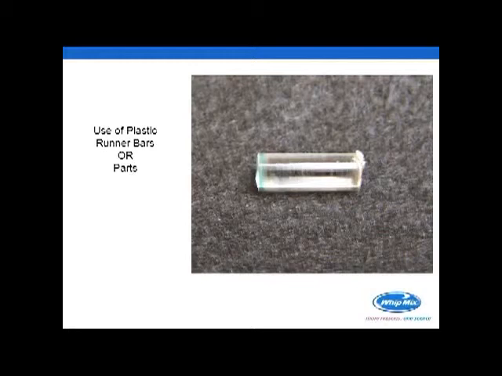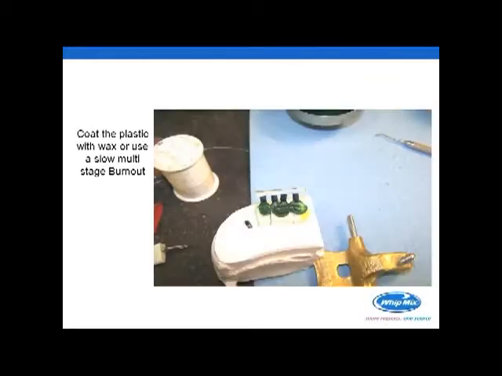This is how we did it back then, and if you're still doing this, and having any issues with thinning around the bar or other areas, you might want to consider just simply coating that plastic bar with a little bit of wax. That will help the process. Or you also are going to have to go back to a slow or a multi-stage burnout procedure.